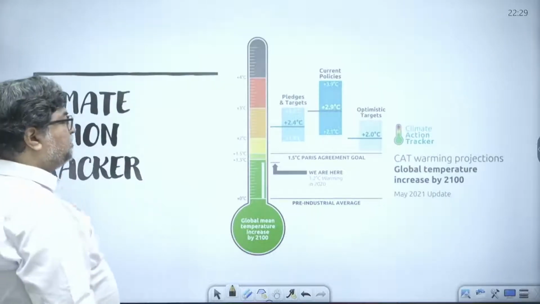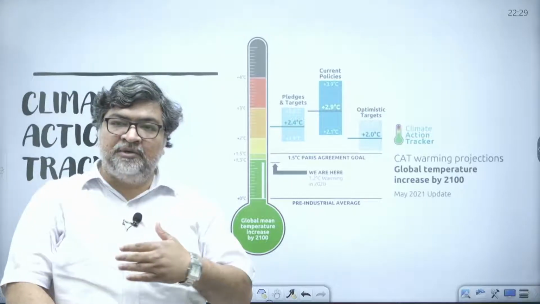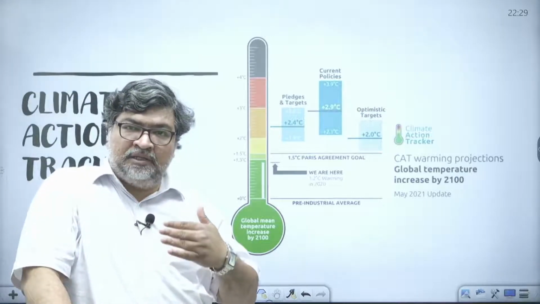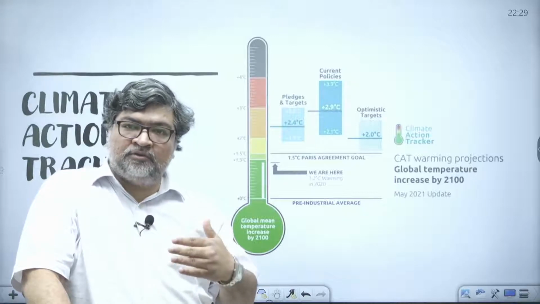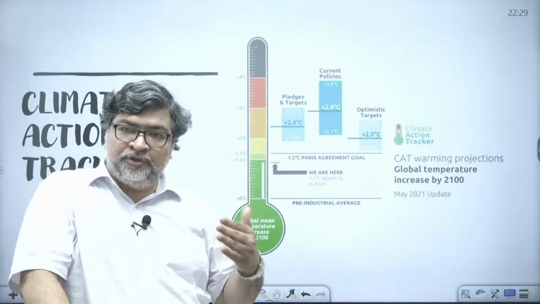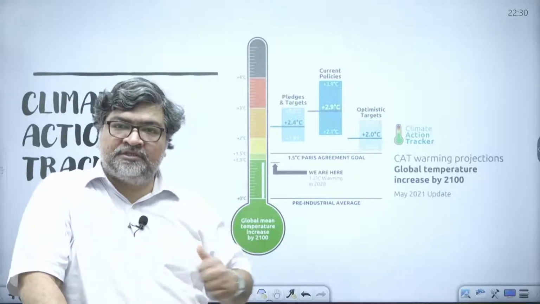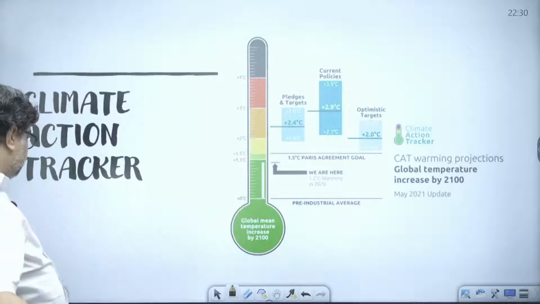So Climate Action Tracker, based on the Paris Agreement, monitors the commitments and the carbon emission reduction by governments worldwide. Because in the Paris Summit 2015, COP21, governments decided to limit the temperature rise to 1.5 degrees Celsius. So they track those kinds of records there.